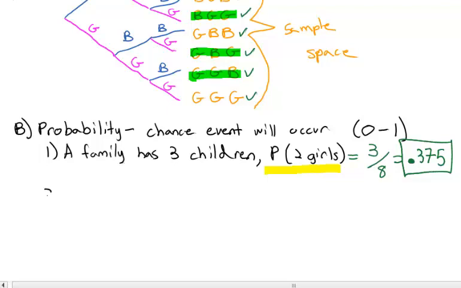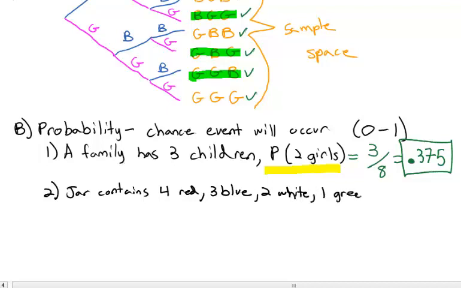Let's do another simple probability problem. Let's say a jar contains 4 red marbles, 3 blue marbles, 2 white marbles, and 1 green marble. We're going to start with finding the probability that I draw a marble and get a red or white marble.